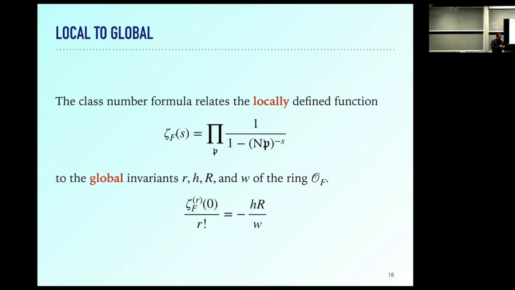It just has information about the sizes of the residue fields at every maximal ideal. And then when you go back and you look at the special value at certain points of this function that you obtain by analytic continuation, you obtain a really interesting and deep global invariant of the ring O, right? So this knows about the whole ring O, not just all of these little quotients, O mod P: the class number, the regulator, and the number of roots of unity. So that's what's kind of fascinating, is that somehow this local data knows this global data. So it's a local to global principle in number theory.